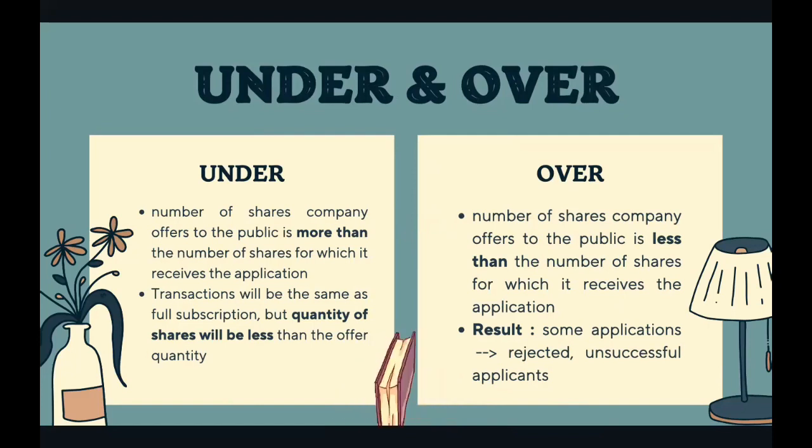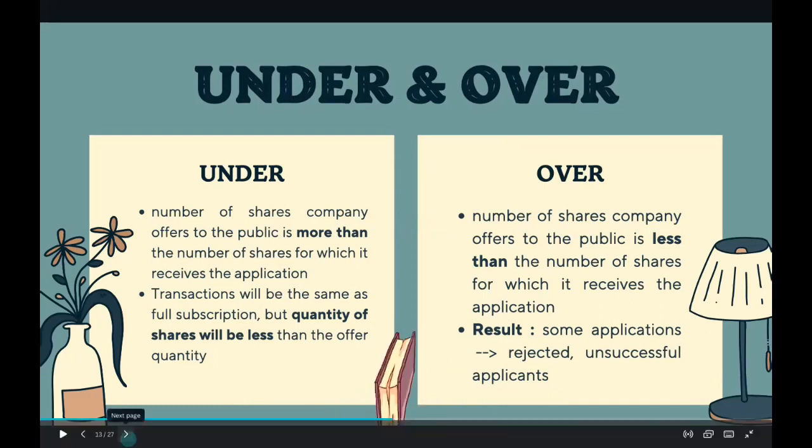The next one is under subscription, which means the number of shares the company offers to the public is more than the number of shares for which it received applications. Transactions will be the same as full subscription, but the quantity of shares will be less than the offer quantity. While over subscription means that the number of shares the company offers to the public is less than the number of shares for which it received applications. As a result, some applications will be rejected and there are unsuccessful applications.